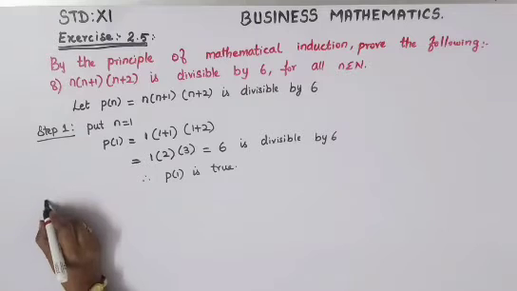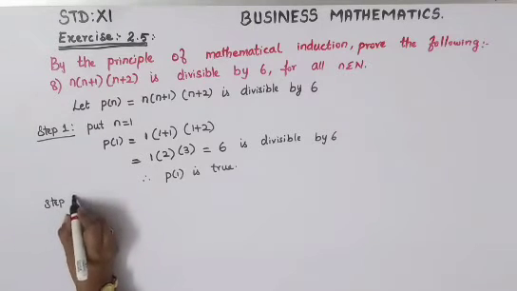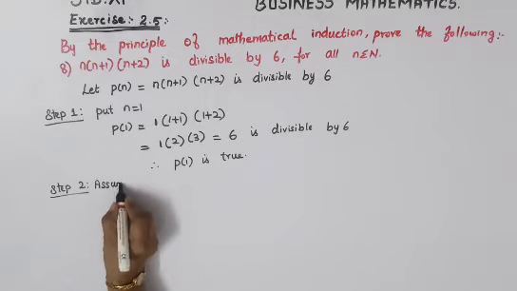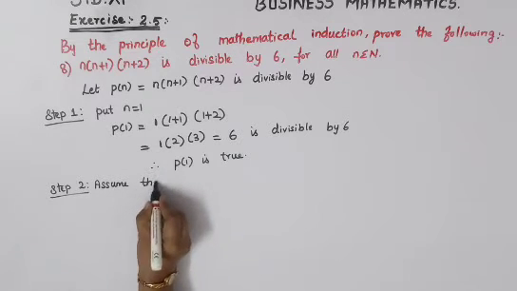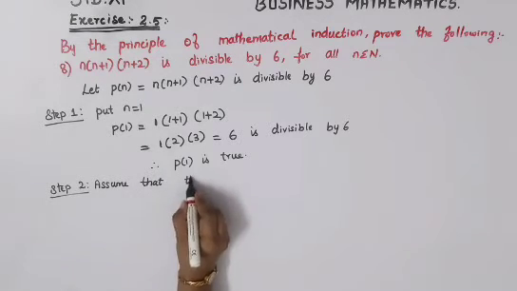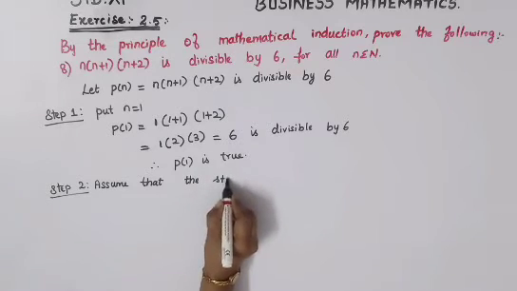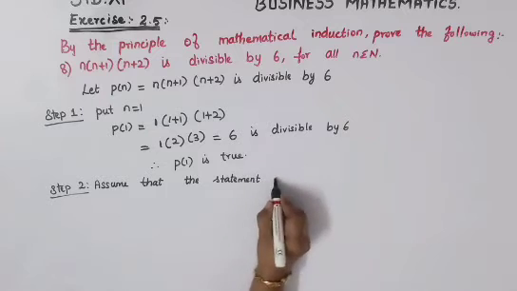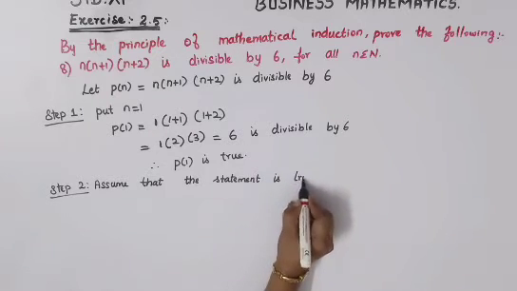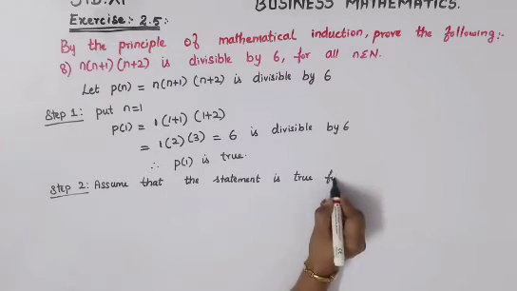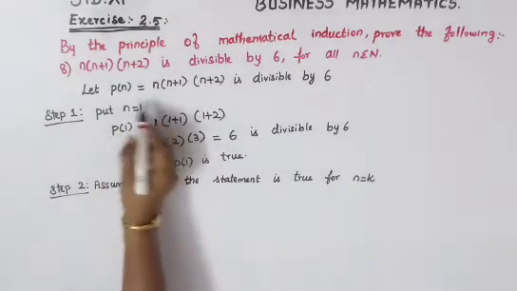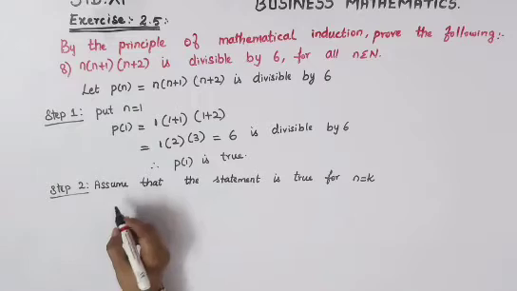Your step 2, assume that the statement is true for n is equal to k. So now in your let statement, just replace your n by k.